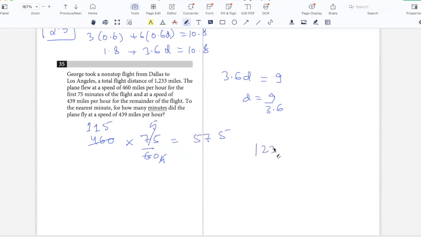So the remaining distance is 658. So how much time at 439? That will be hours. So that comes to 658 divided by 439. So that's 1.5 hours. And 1.5 hours would be 90 minutes.